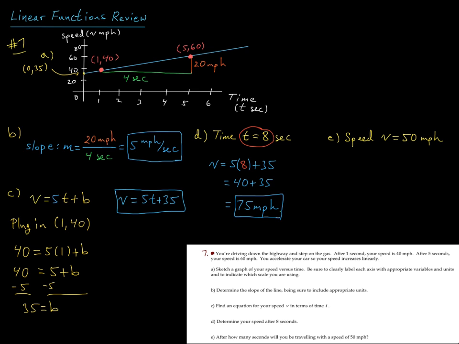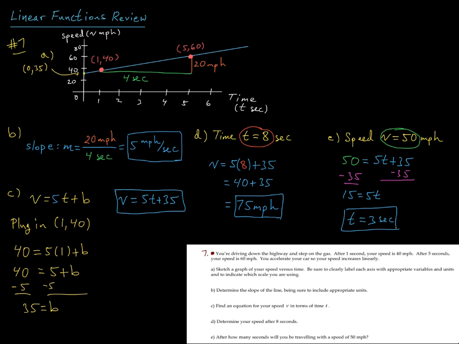And then lastly, E, it says, after how many seconds will you be traveling with a speed of 50 miles per hour? Okay, so I'm going to just set now v equal to 50 and then solve for t. So 50 is equal to 5t plus 35. Go ahead and subtract 35 from both sides. And that's going to give us 15 is equal to 5t. Divide both sides by 5, and we see that t is equal to 3 seconds.